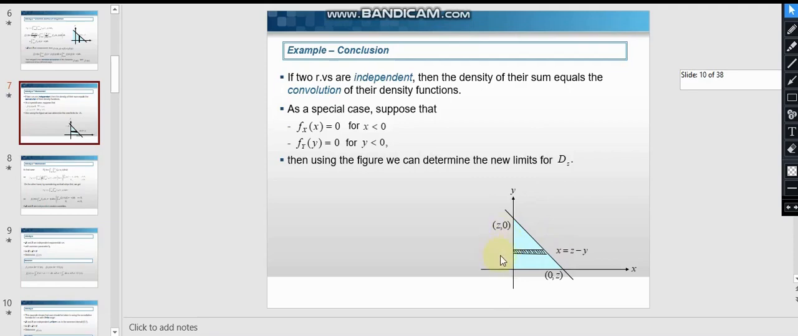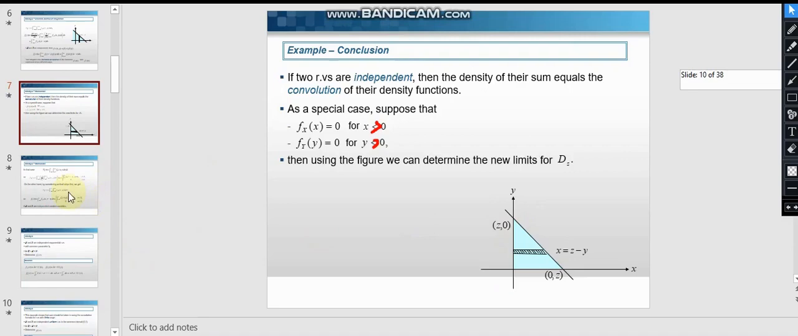Let us consider the case where x is greater than 0 and y is greater than 0, so x is positive and y is positive. The limits for x, if we take a strip along the x-axis, will start from 0, since x is greater than or equal to 0, to x equal to z minus y. The limits for y would be from 0 to z.